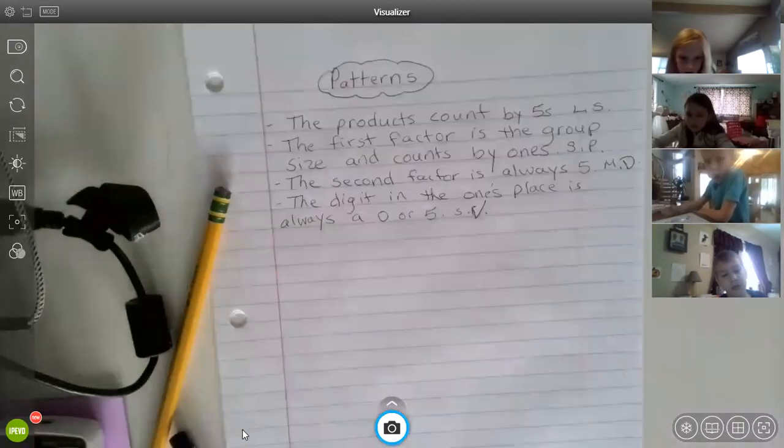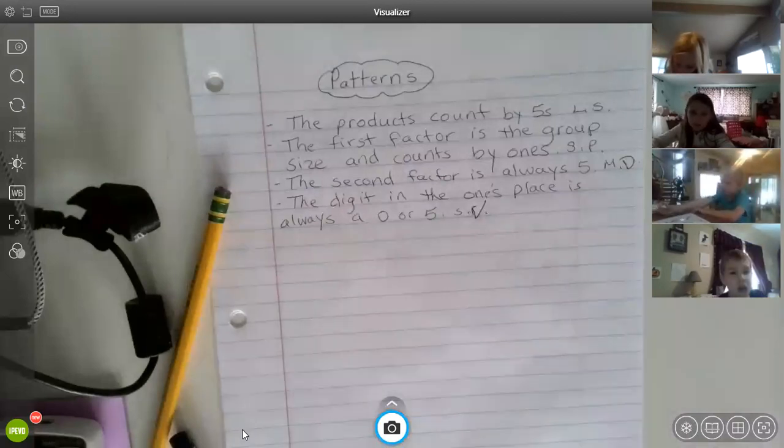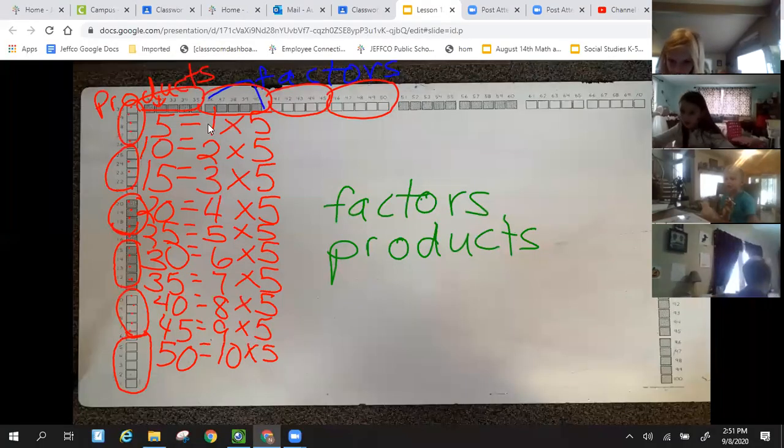Did you have one more? Okay, you can just set it down. Did you have another one, Paxton? They count down the products? So let's go back. Do you mean they count up from 5 to 50?